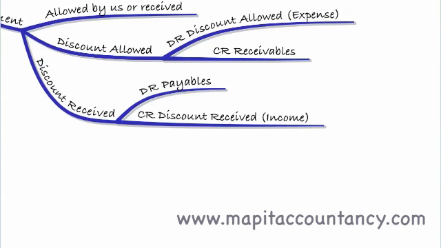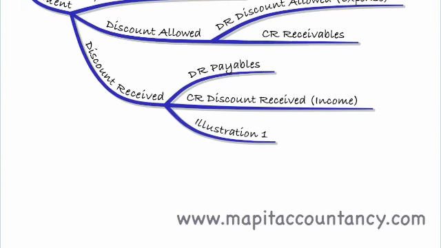So you need to check whether the discount has been allowed by us or whether it has been received by us. If it's allowed, we debit that discount allowed with the amount of the discount and we credit receivables to reduce receivables by that amount. If it's a discount received, well, we debit payables to reduce our payables by that amount and we credit a discount received ledger account, and effectively it's treated as income to us. So let's see if we can deal with those. Let's deal with that for illustration 1.